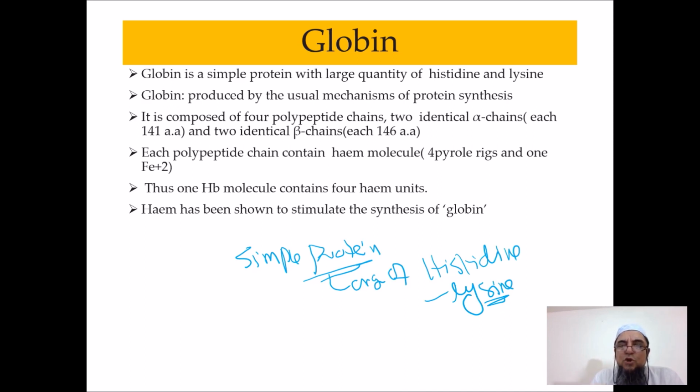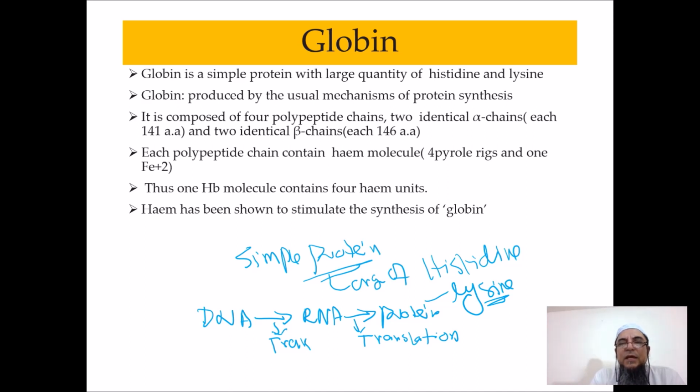It is produced by the usual mechanism of protein synthesis. The usual mechanism of protein synthesis is DNA to RNA, and then from RNA to protein synthesis. This part is called transcription, and this portion is called translation.